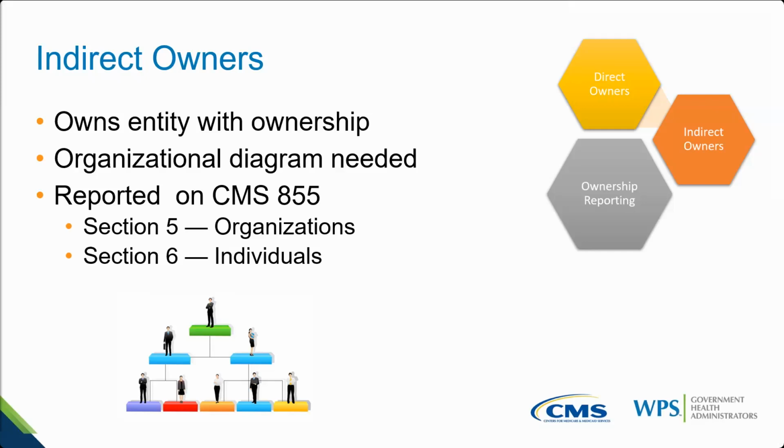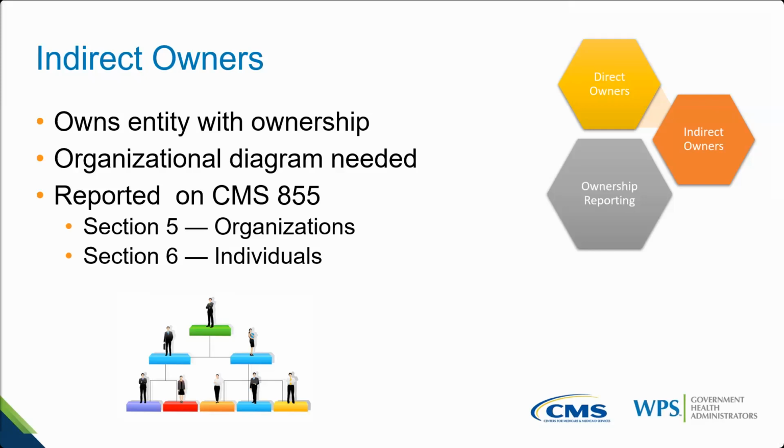When you have an indirect ownership situation, again, it's typically because you have an entity that was reported in Section 5, and now we're reporting that entity's owners in Section 6. We are going to need a copy of an organizational diagram, and that is used to ensure that we are showing all of the necessary entities and individuals on that CMS 855. So we're looking for that organizational chart to follow the line of ownership.